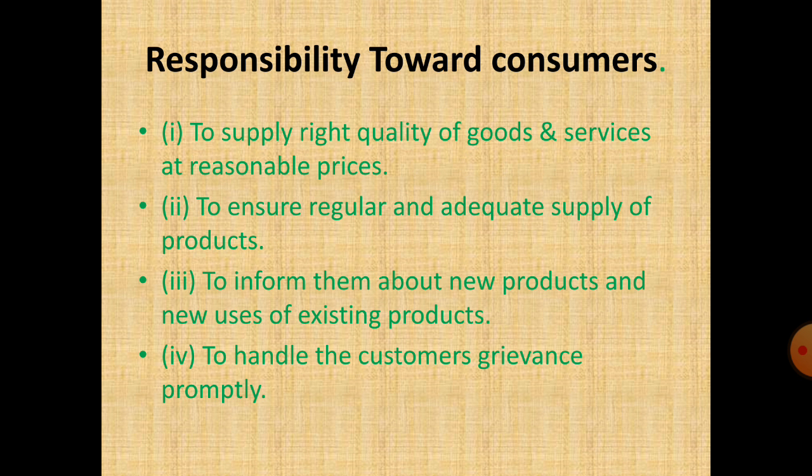Next one is the responsibility towards the consumer: to supply the right quality of goods and services at a reasonable rate, meaning value for money. To ensure regular and adequate supply of products, because if there is a shortage and suddenly you stop the activities, that might not work. Take the example of onion: its demand is increasing in the market, but if the supply chain breaks, then the price of the remaining onions will certainly go high.